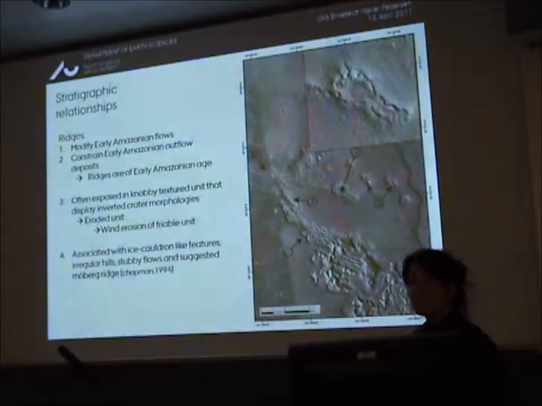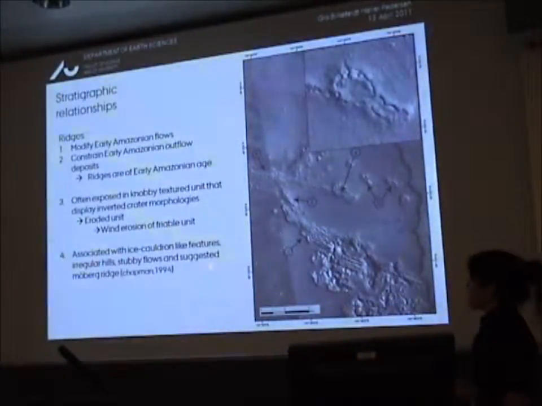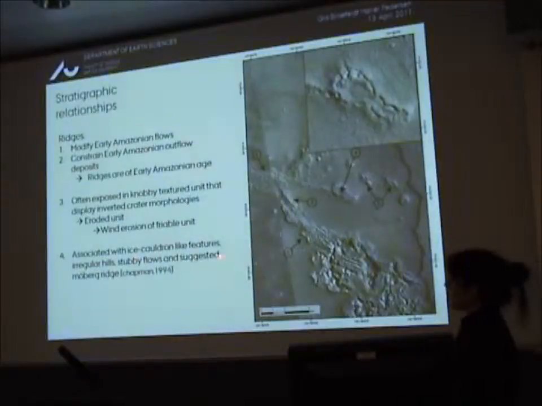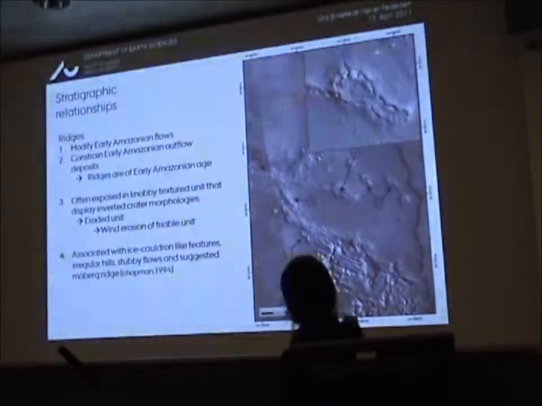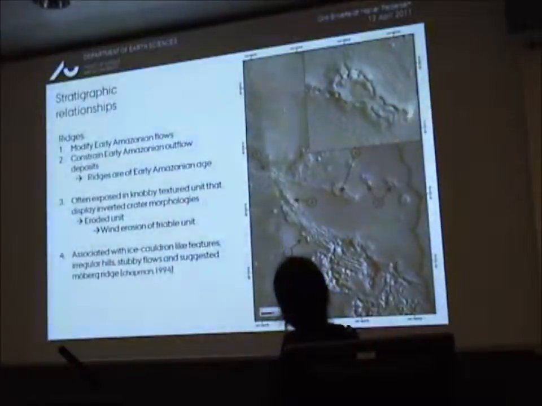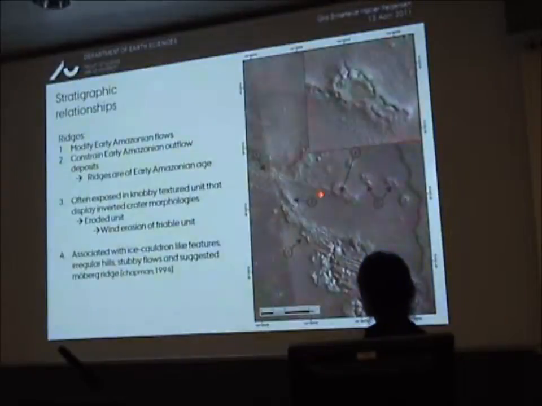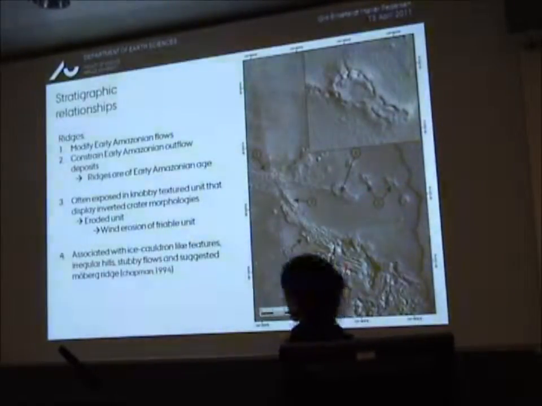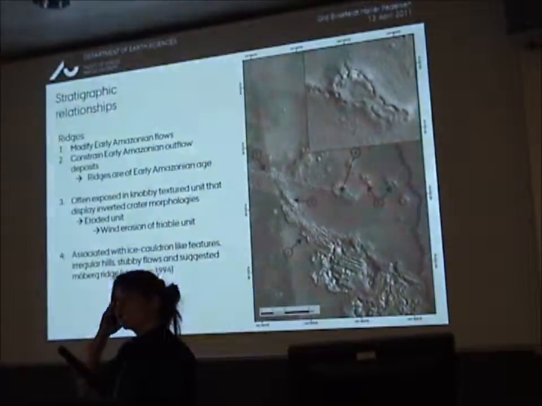And moreover, we see these ridges associated with these stubby flows, the suggested Mobergs, and some irregular hills, as well as some cauldron-like features or depressions like this one. Here you can see the ridges here and here, the cauldron-like features here, here, and here, which is similar to what you see when you have subglacial eruptions in Iceland.